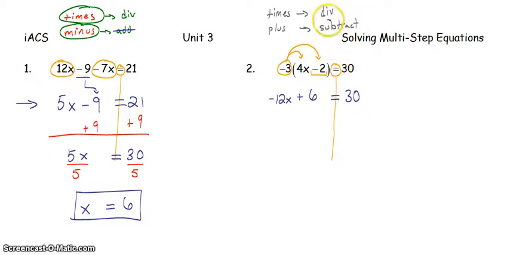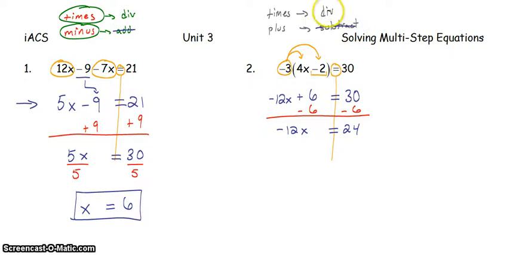Which one I do first depends on the order of operations. Since I am moving things to the opposite side of the equal sign, I follow those order of operations in reverse. I need to subtract here first. Instead of adding 6, I'm going to subtract 6. I want to get rid of it. I'll subtract 6 on this side, so I'm balanced. I have a negative 12x. Bring my equal sign down. 30 minus 6 is 24.